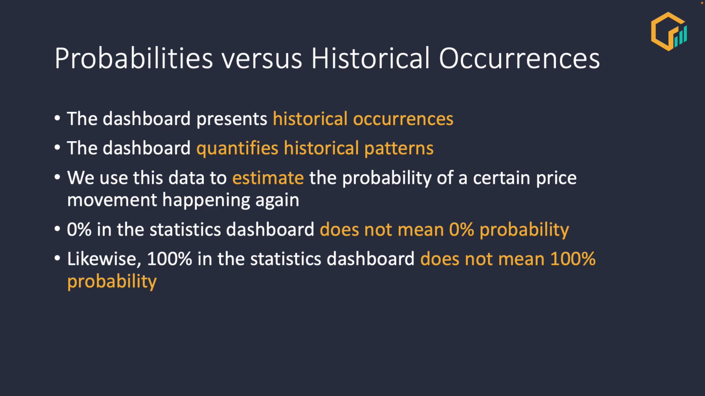And I want you to understand that the dashboard presents to you historical occurrences. It quantifies historical patterns. And with that, we can estimate the probability of certain things happening. This is probably the closest you're ever going to get to real probabilities in trading. Because once again, there's no such thing as direct probabilities. But using hard data like this is the closest we'll get.